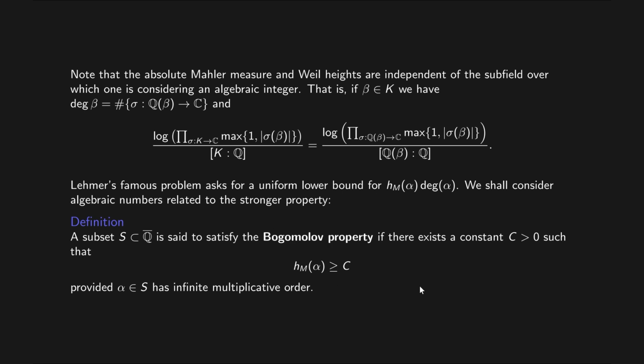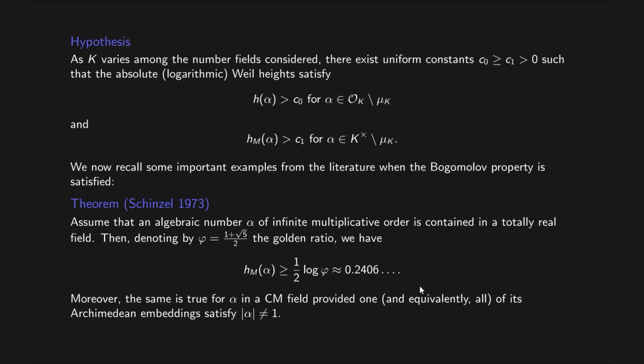So what are those nice examples? Those nice examples are, for example, the totally real algebraic numbers. Totally real number fields are number fields which have only real embeddings. For example, the field Q adjoin square root of 5 is an example of a totally real field. It has two real embeddings.